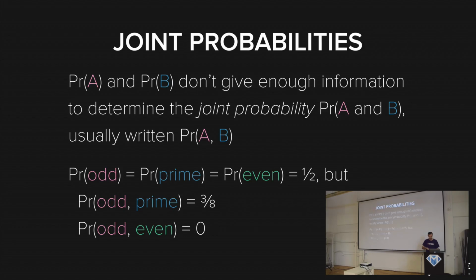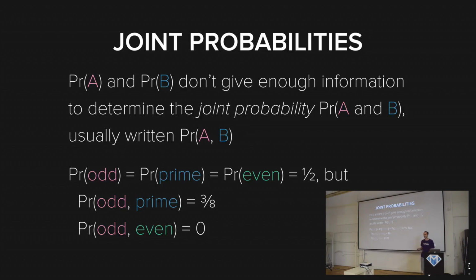Right. So the problem here is that the probabilities of the individual events in general don't give you enough information to figure out how often both of them occur at the same time. And this quantity, the probability of them occurring at the same time, is called the joint probability, just because they're happening jointly. It's usually written this way, probability of A comma B. So that just means A and B.